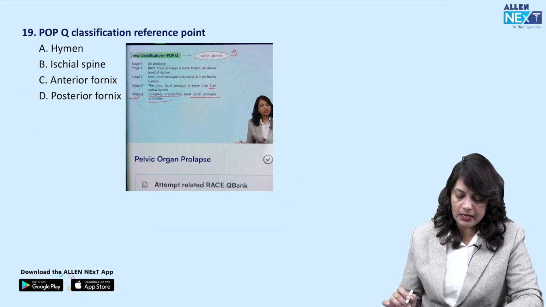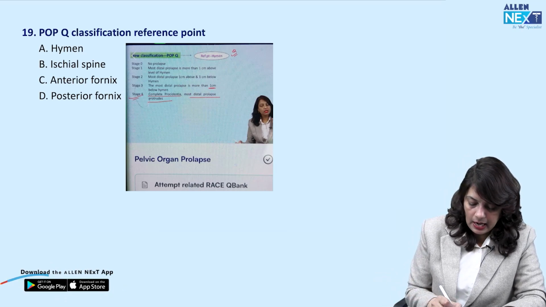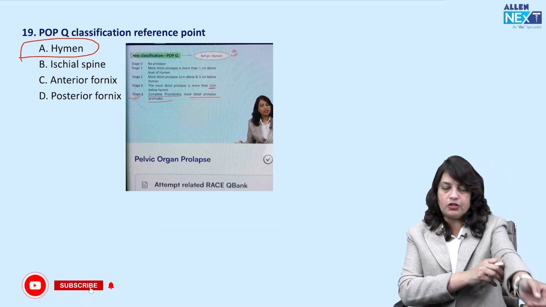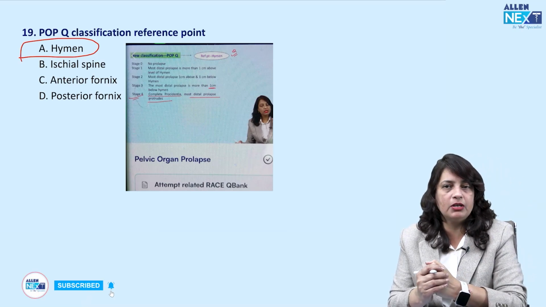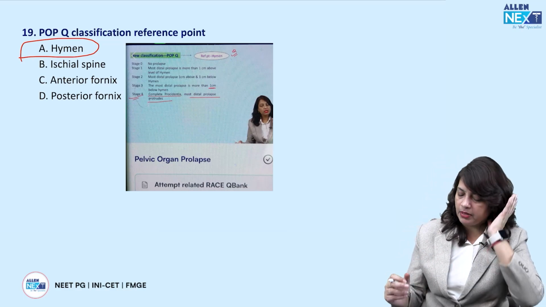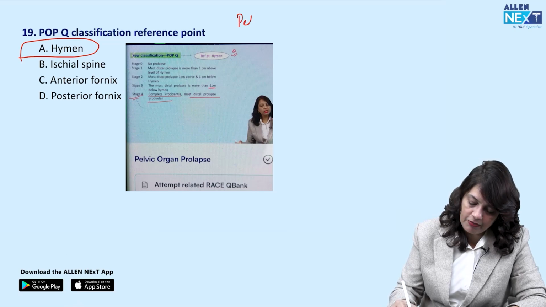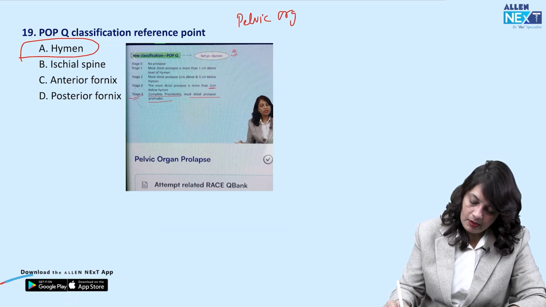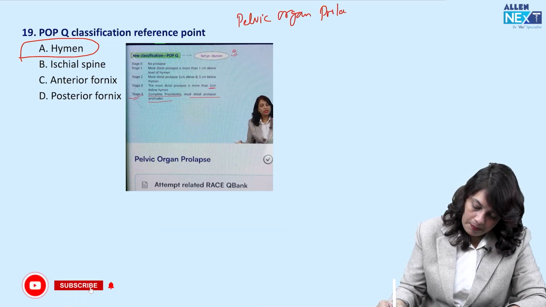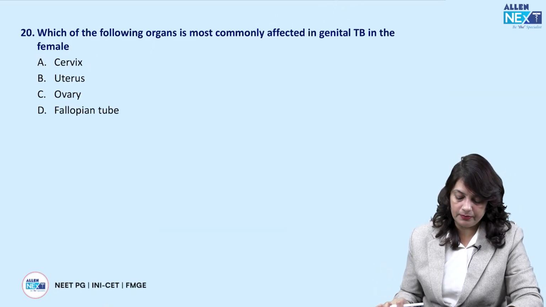Next, POP classification reference point is always the hymen. When I was taking up this topic, I was always teaching my students to remember POP. If you don't remember the very much details, at least remember the reference point. POP means pelvic organ prolapse. So the reference point is the hymen.